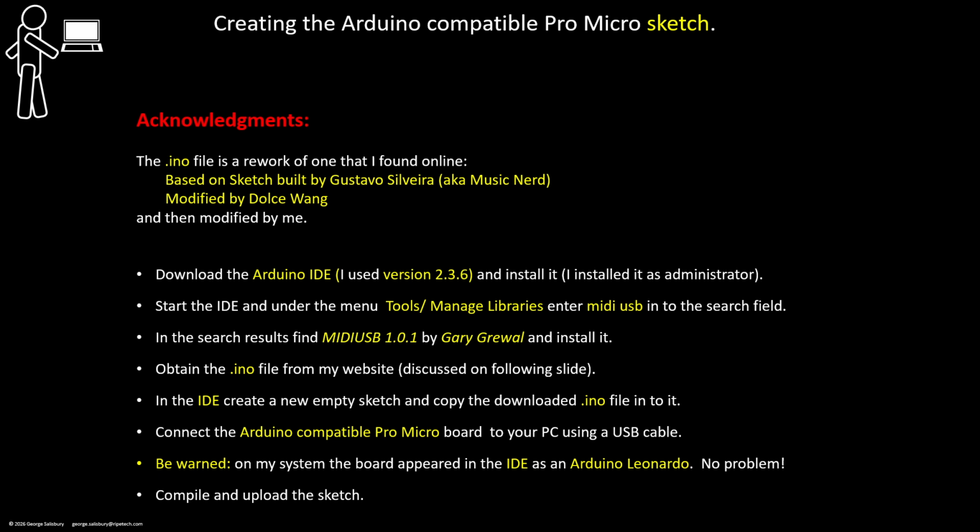I created an empty sketch and copied the ino file into it. Connected up the Arduino compatible Pro Micro board to the PC using a USB cable. Bit of a gotcha here, look out. The IDE reports the board not as a Pro Micro, at least not on my system. It reported it instead as an Arduino Leonardo. No problem, use that, compile and upload the sketch.